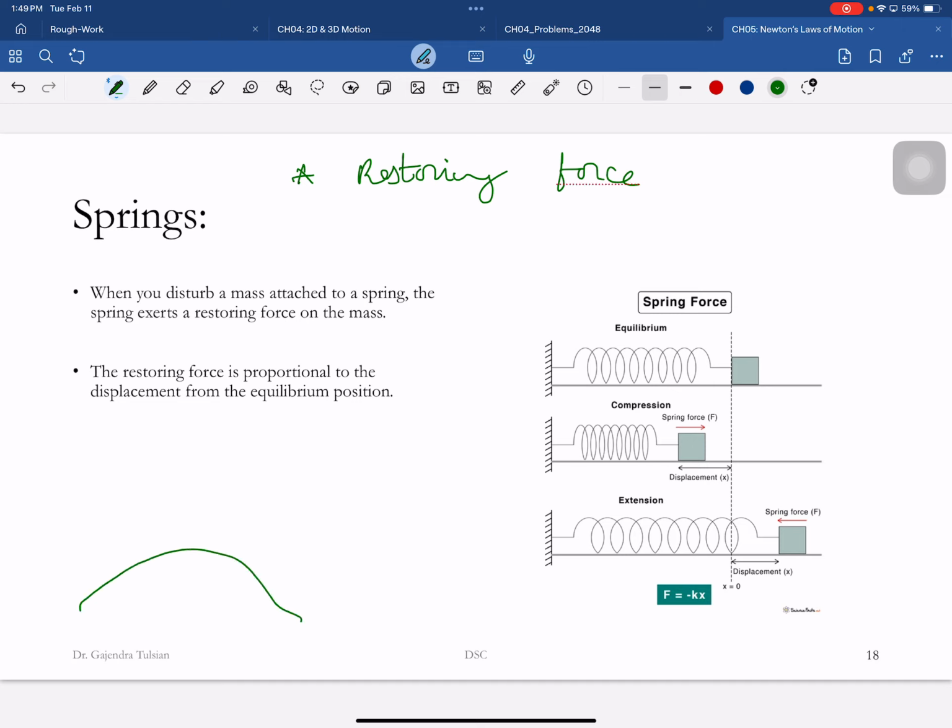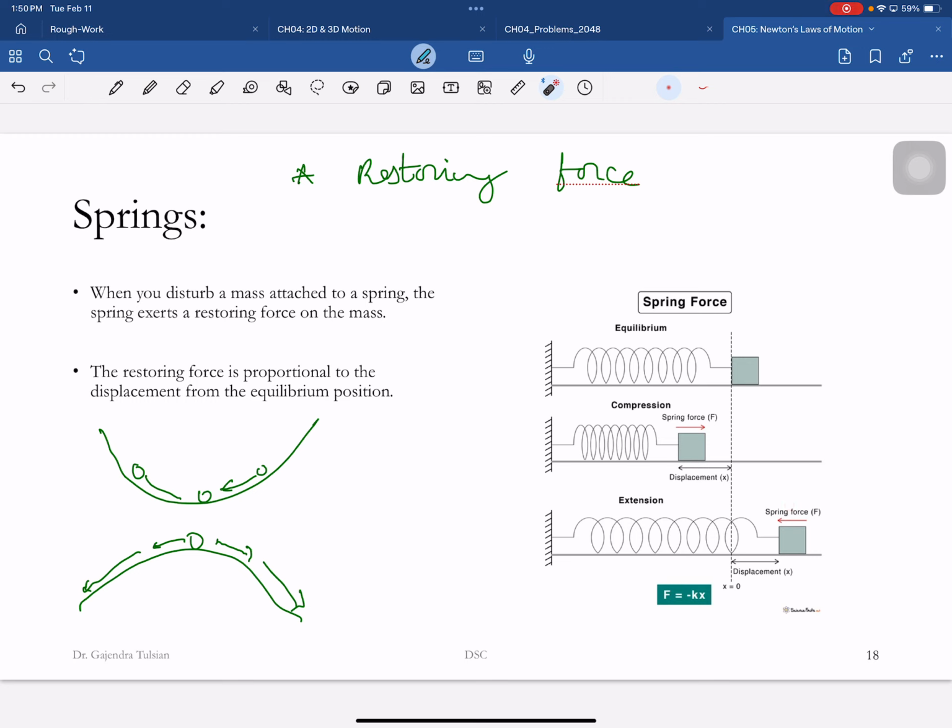For instance, here's a counterexample. Here's a marble on top of a hill. You disturb it, what will gravity do? It'll just make the ball roll away. If you roll it in this direction, gravity is just, it's not restoring in this case. Okay? But in a valley, if you disturb it, then gravity will be a restoring force. Okay? All right, so a spring force is a restoring force.